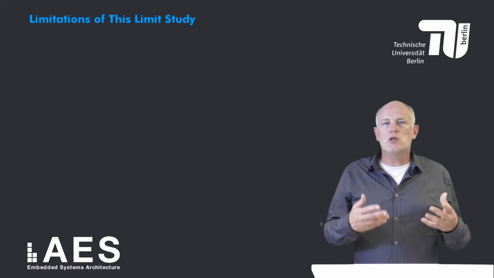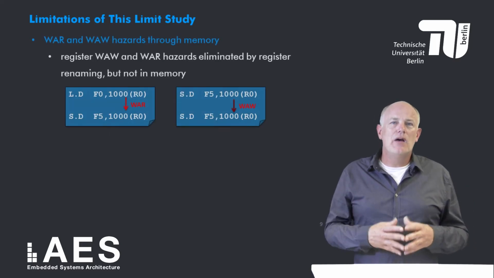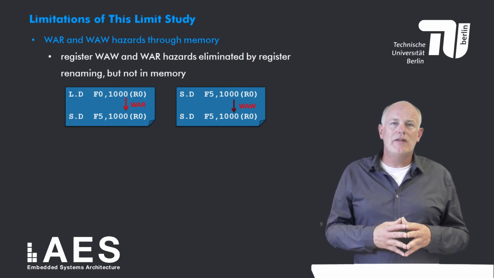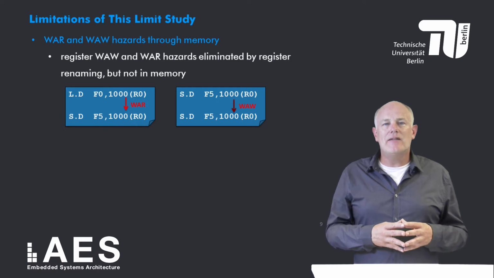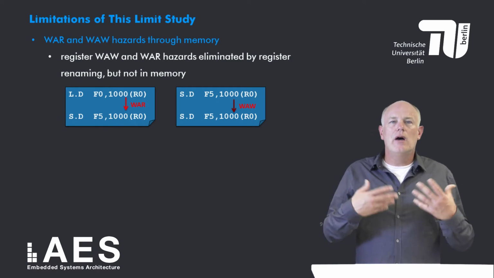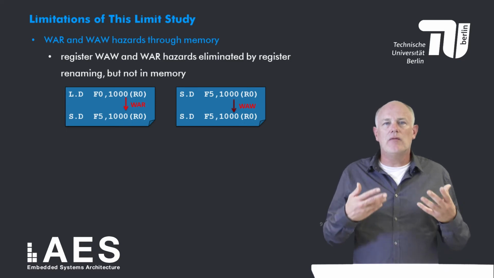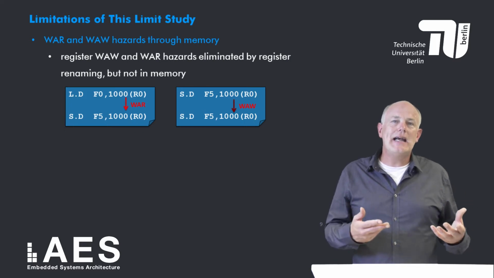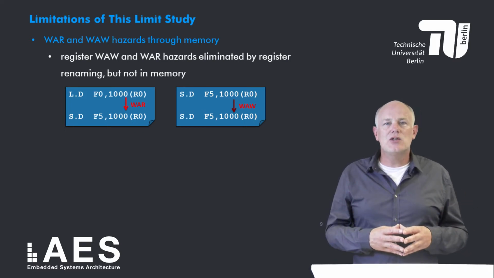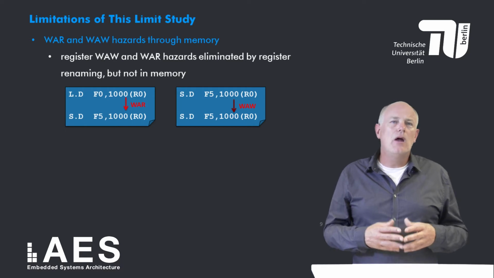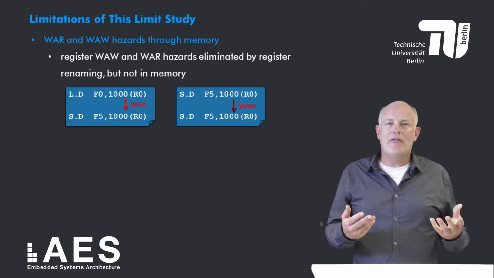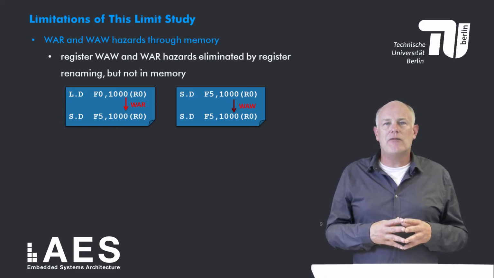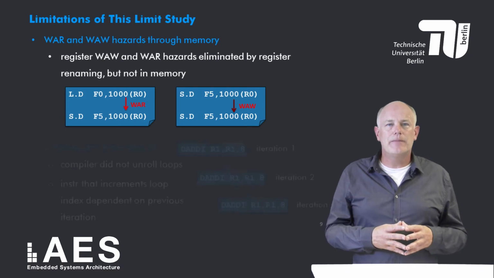This limit study also had a number of limitations, however. First, the study eliminated all register write after write and write after read hazards, but it did not eliminate these hazards in memory. As shown before, a write after read hazard in memory occurs if a load reads from an address that is written by a later store, and a write after write hazard in memory occurs if two successive stores write to the same address. Although it might seem that such hazards are very rare, especially write after write hazards, they do arise due to the allocation of stack frames, and they are unnecessarily limiting.